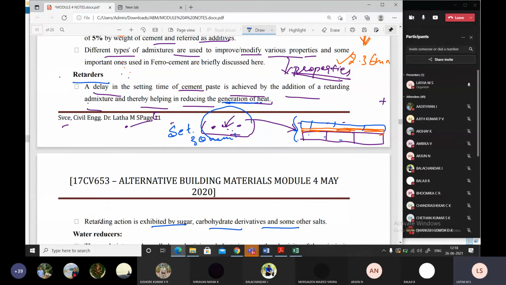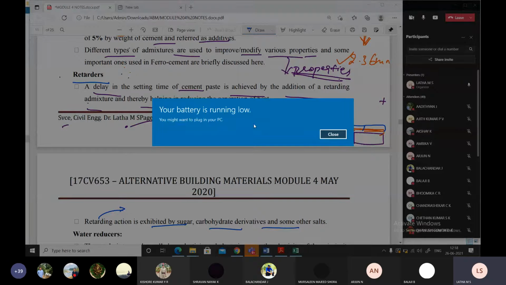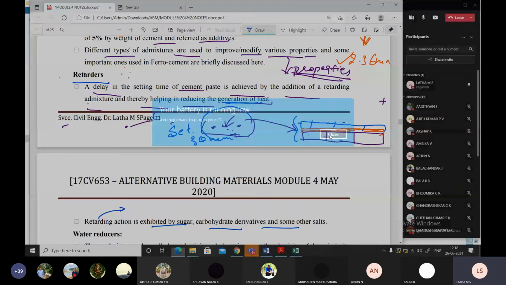So what does the retarder do with the cement? When I am adding a retarder to the mortar or the concrete, what chemical reaction is it undergoing, students? For that you have to understand the chemistry of cement. The chemistry of the cement has to be understood.